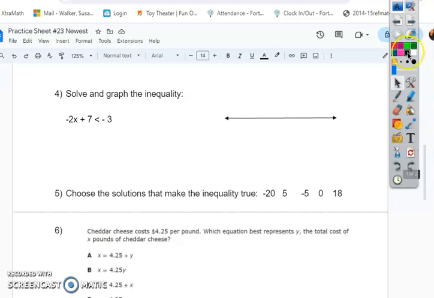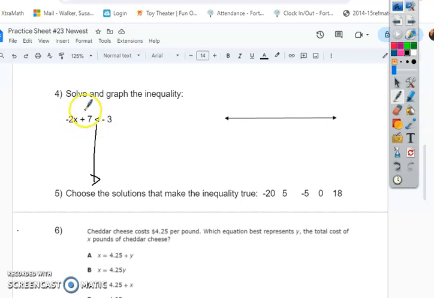Y'all are pretty much going to solve this, but I will talk to you a second about this. Okay, when I look at this, first thing I notice is the variable is on the correct side. It's over here. What I do notice is that in front of the 2 is a negative. So that means that symbol is going to flip. Okay, so I want us to make sure we know that. Okay, so we do that first.